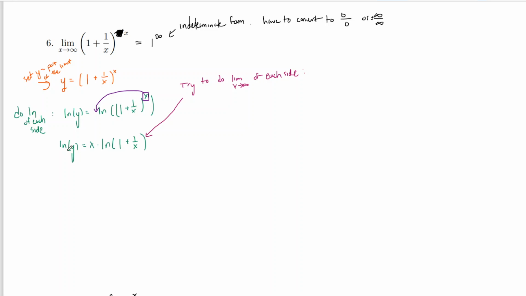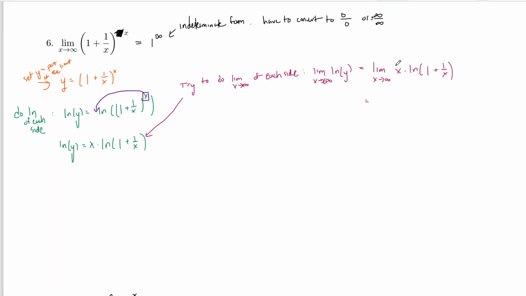Now it doesn't necessarily make a lot of sense when we say do the limit as x goes to infinity of the natural log of y, because y is representing this. It's just a placeholder to actually allow us to do the natural log of each side. If we just said, take this and do the natural log, you're not really doing something proper. So we have to have an equation by setting the y equal to that part and then do the natural log of each side. And then this equals the limit as x goes to infinity of x times the natural log of 1 plus 1 over x.